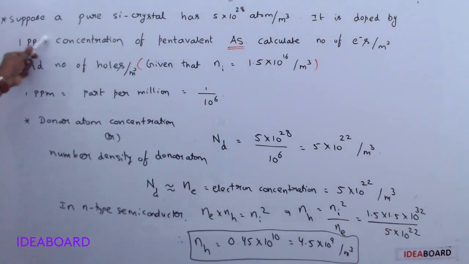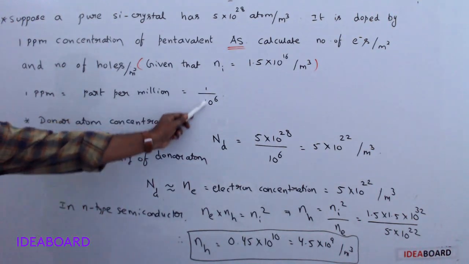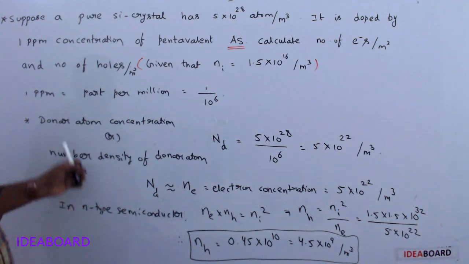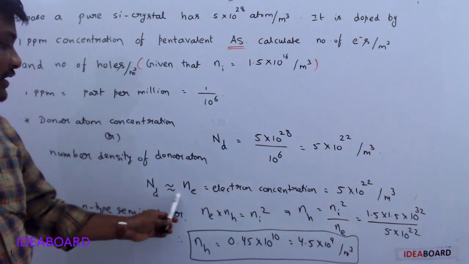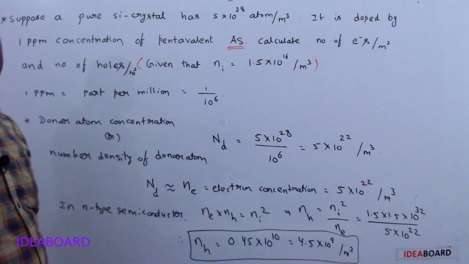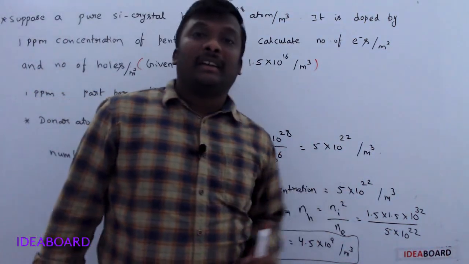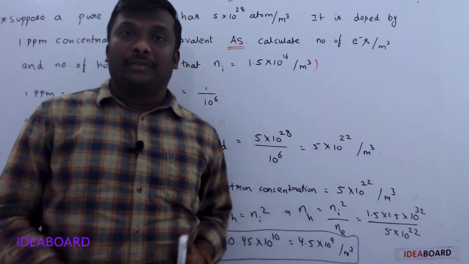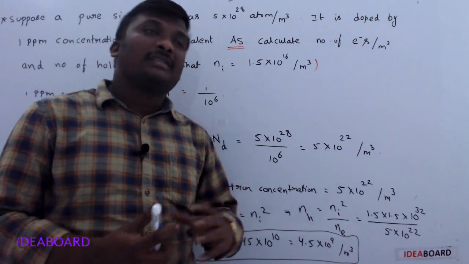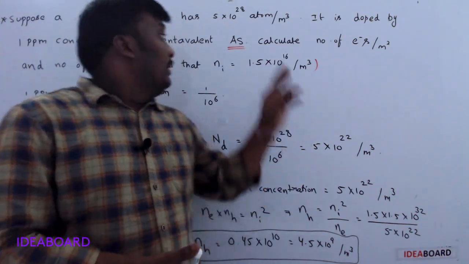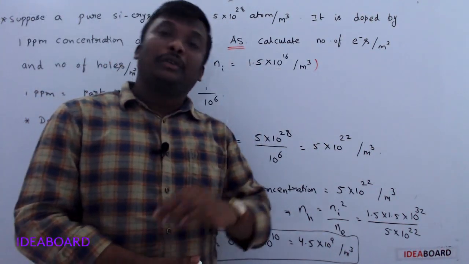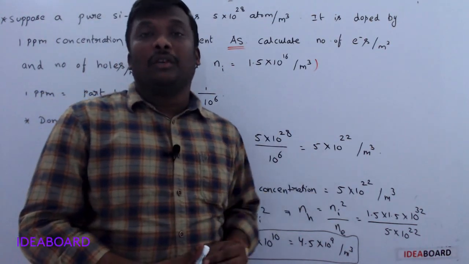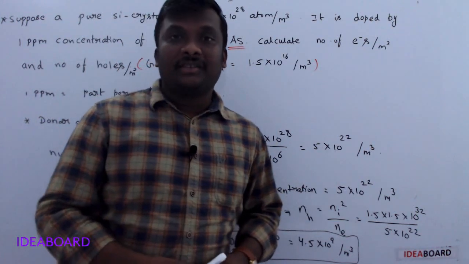Understand? So first of all, ppm means parts per million. Please keep that in mind. And the second one, in an n-type semiconductor, the donor atom concentration is equal to the electron concentration. In a p-type semiconductor, the acceptor atom concentration is equal to the hole concentration. If they ask a numerical related to trivalent impurities, then you can take the acceptor atom concentration as nearly equal to the hole concentration. Understand?